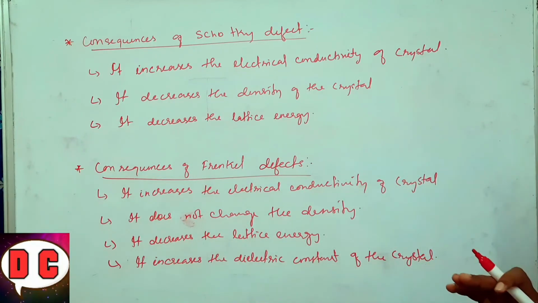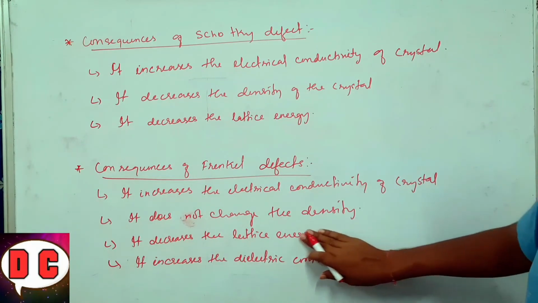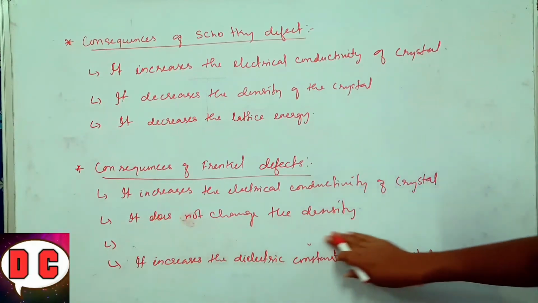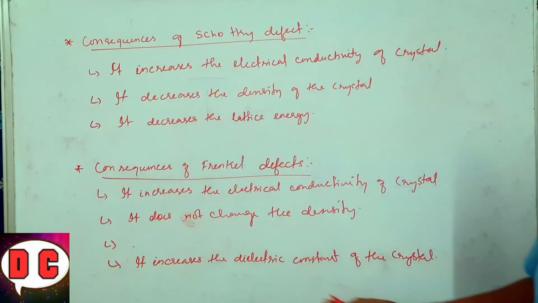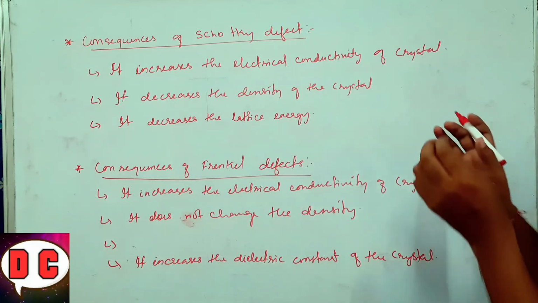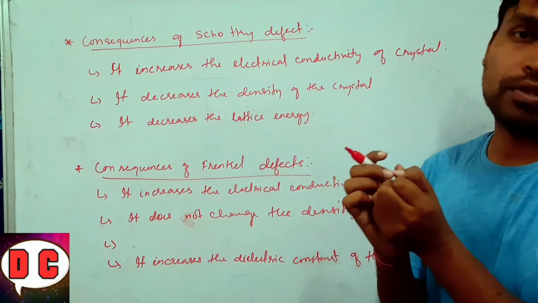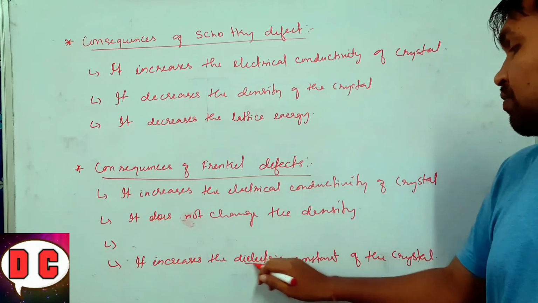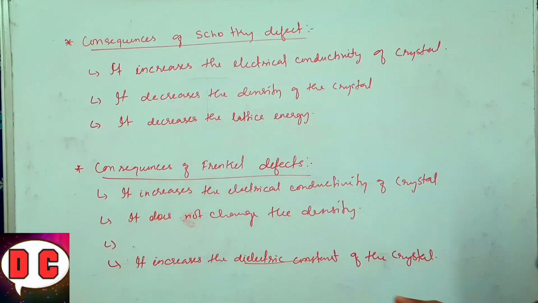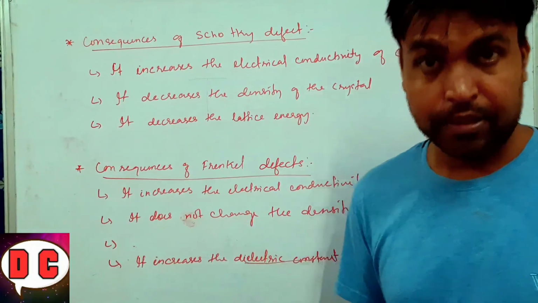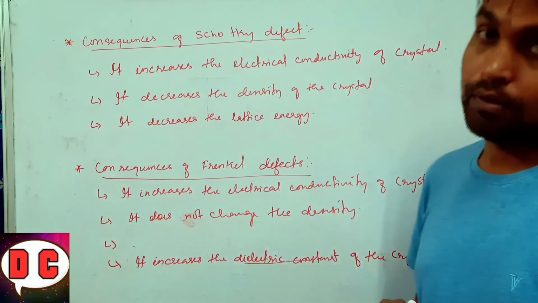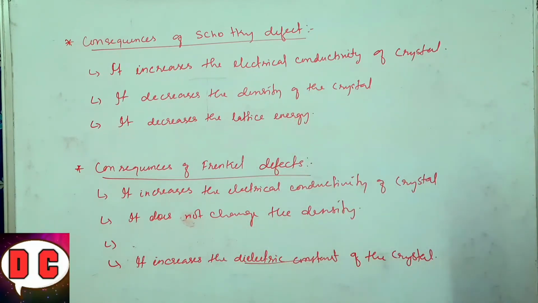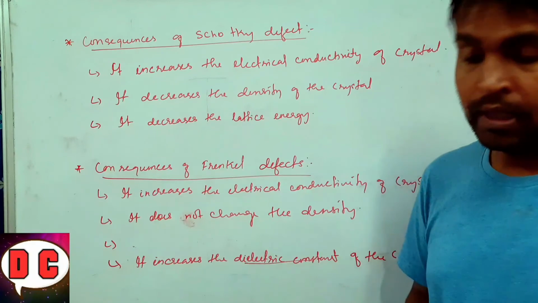Here lattice energy does not change. Okay, here lattice energy will not be changed. And in the third point, it increases the dielectric constant of the crystals. Since similar charges are present very close to each other, so what will happen? The dielectric constant of the crystal will change. Okay, or it will be increased because of the closeness of the same type of ions. Got it? So these are the consequences of Schottky and Frenkel defect.